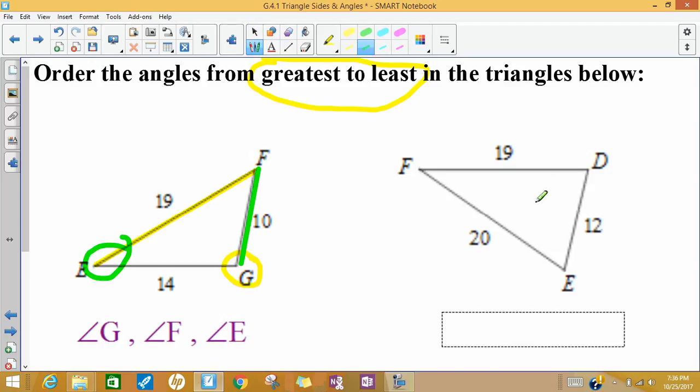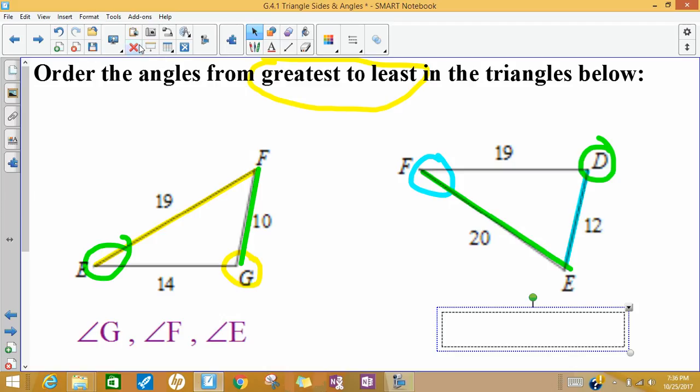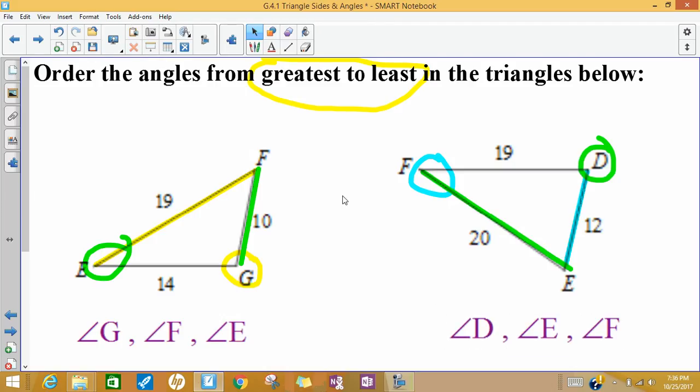Same thing here, we're going to go greatest to least, so my biggest side is FE, making D my biggest angle. Smallest side is DE, making F my smallest angle. And again, it's really important to point out, I use my angle symbol to talk about the angles. This says angle D, angle E, angle F. It's really important you keep naming these things correctly.